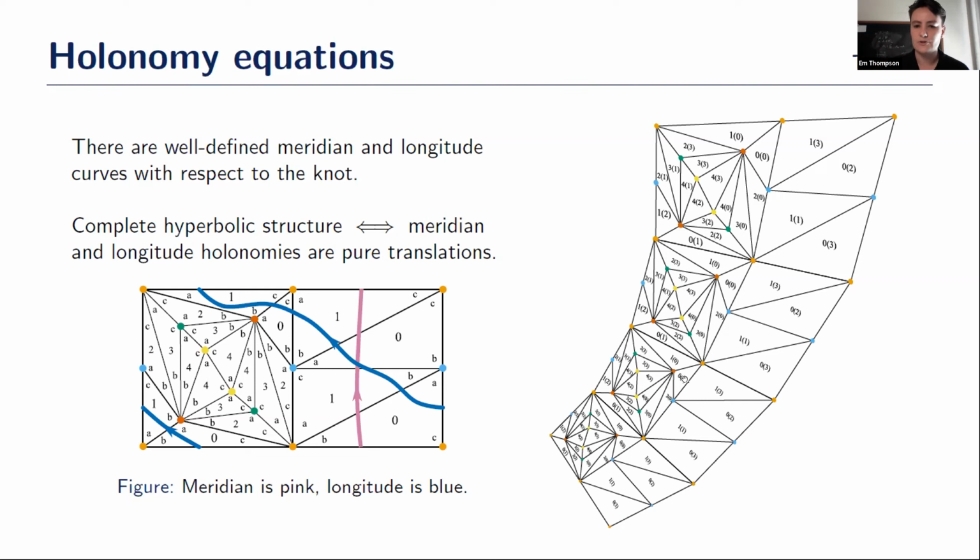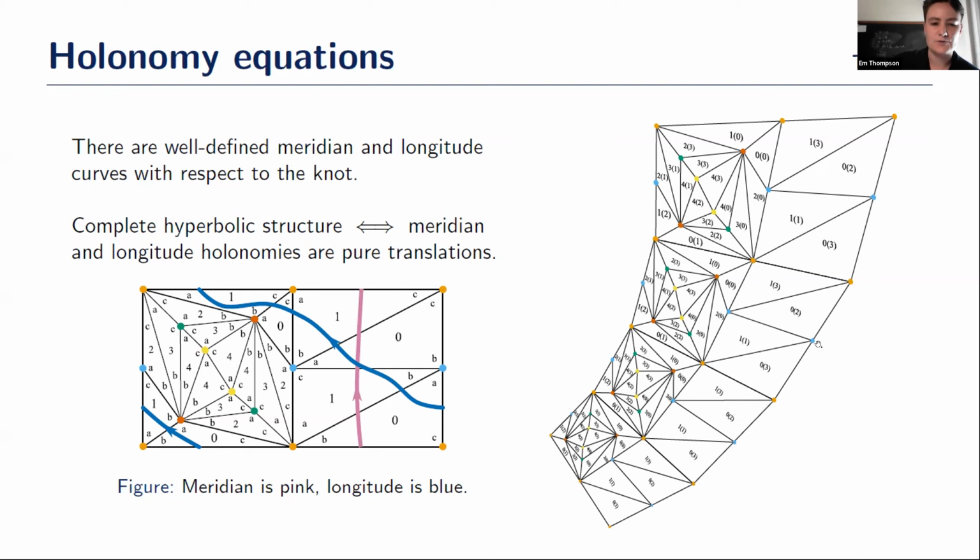And on the right here, I've shown you what happens when they don't equal 1. If the meridian and longitude were not purely translational in this picture, then as you glue them together, you get this spiraling behavior, and that turns out to be incomplete. You could try to fill up hyperbolic space with this fundamental region, and you would fail. There are points that get missed, which means it's not a complete structure.